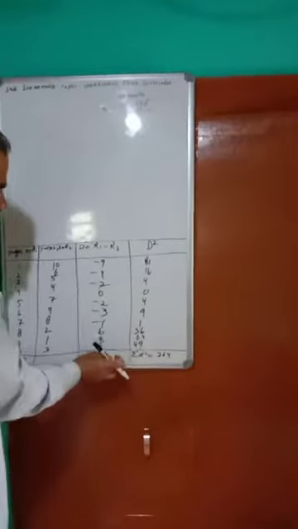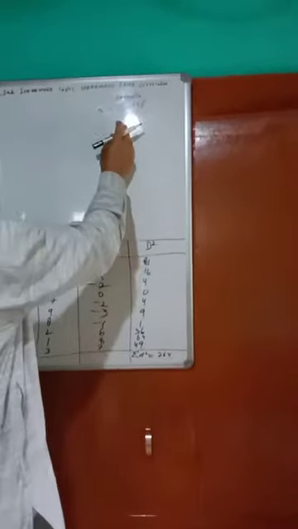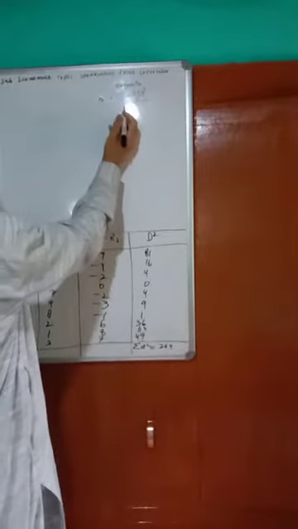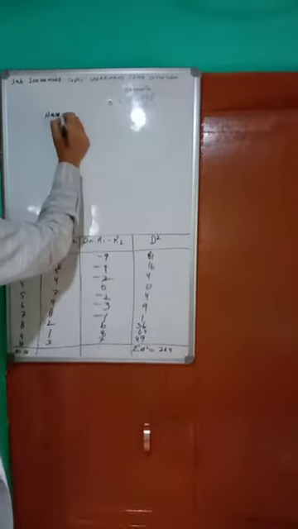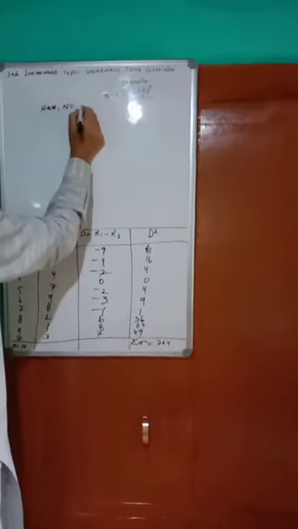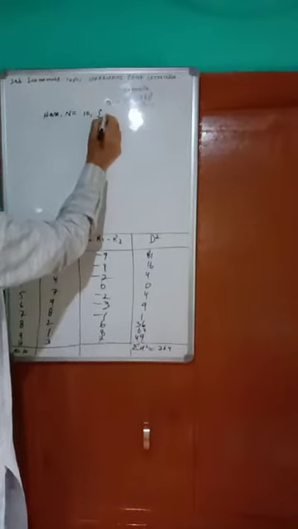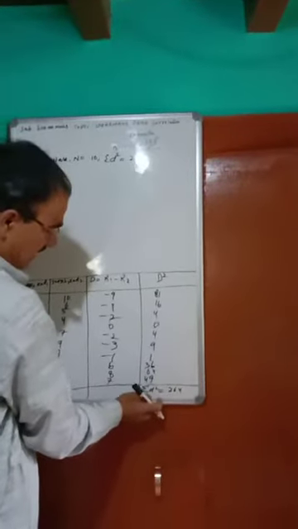Now, dear students, we will apply these values in the formula. What is the formula? Rk = 1 minus 6 sigma d square divided by n cubed minus n. Here n is equal to 10, and sigma d square is equal to 264. Now we will apply these values in this formula.